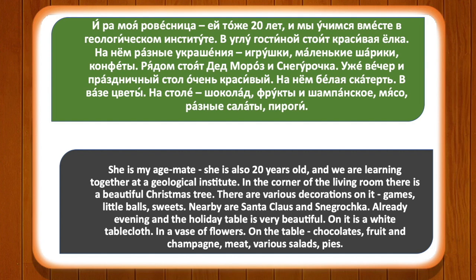На столе шоколад. And according to the tradition of Russian houses during the festivals, they like to eat chocolates, fruits, champagne, meat, fish, different kinds of salads, pie, cakes, and many other things which we normally don't find in India. So that is why it is quite important to learn all these new words like shokolad, chocolate, frukty, fruits, шампанское, champagne, мясо, meat, разные салаты, different kind of salads, пироги means pie.